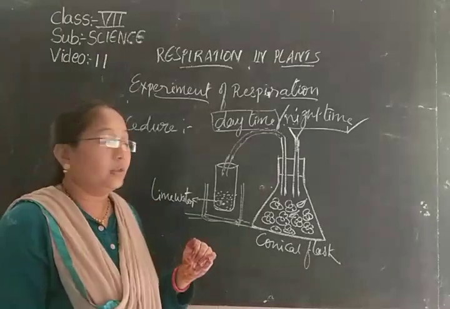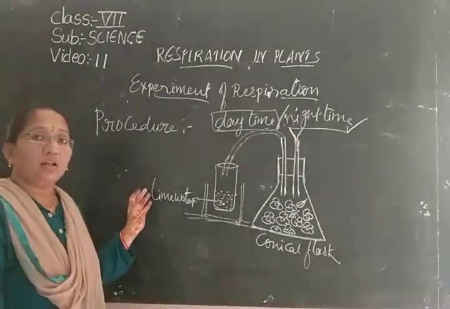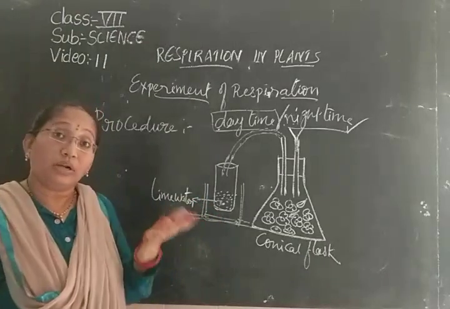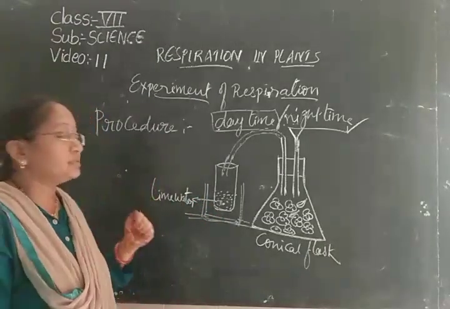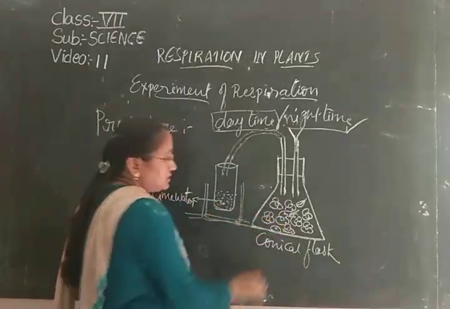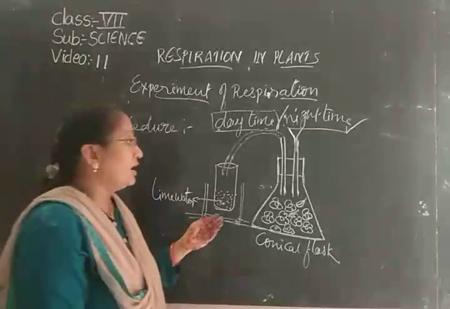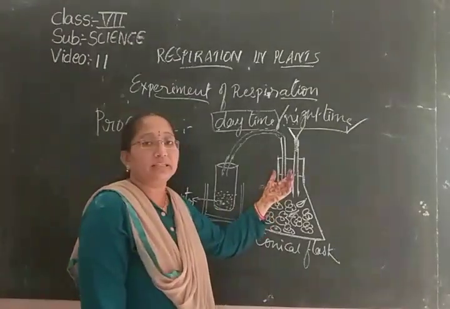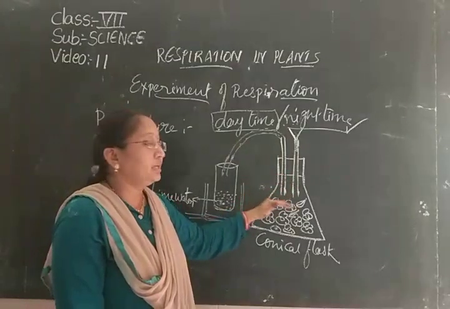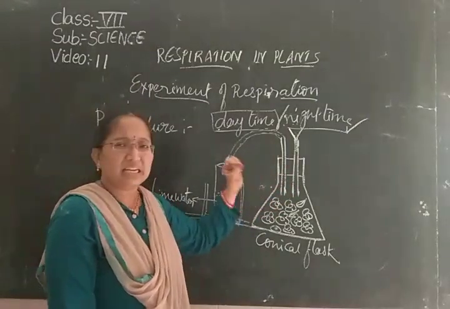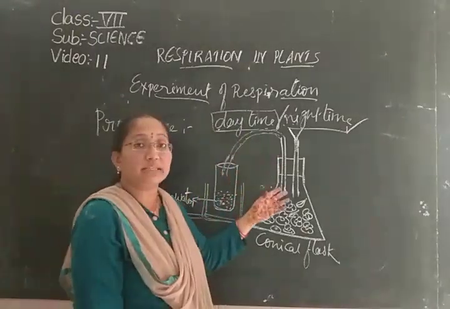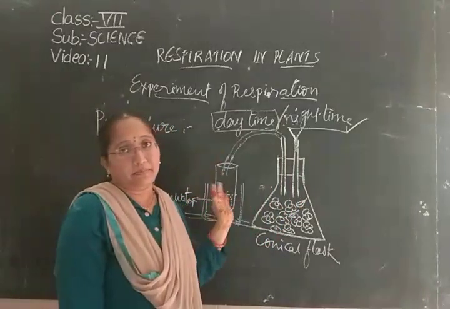Now result. Procedure finished. Now what do you observe? What is the result? What is the inference? Yes, the result is, see the flowers or leaves. So we fitted them, we enclosed them in the flask by fixing the rubber cork. Rubber cork means it will be fitted very tightly so that no air will escape.